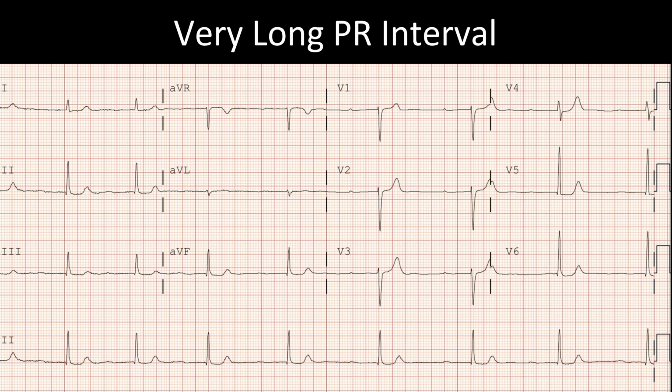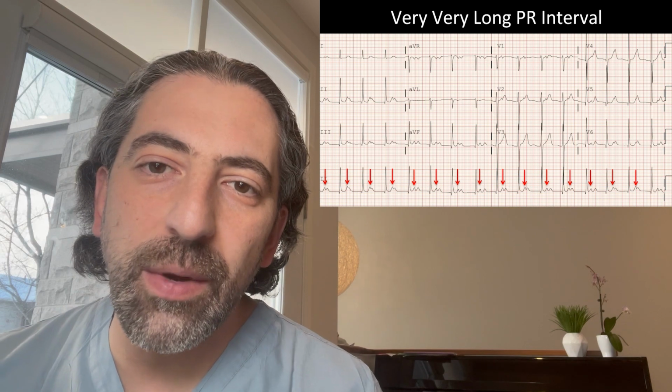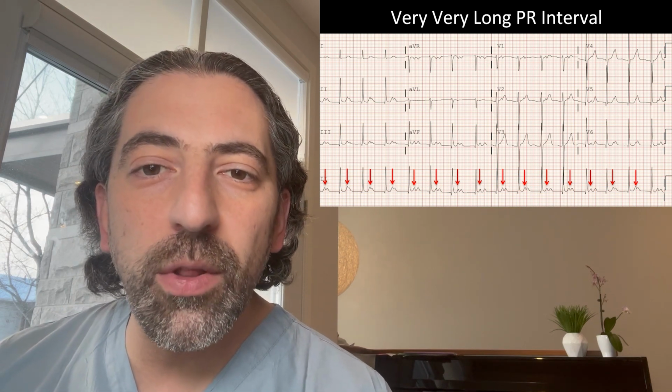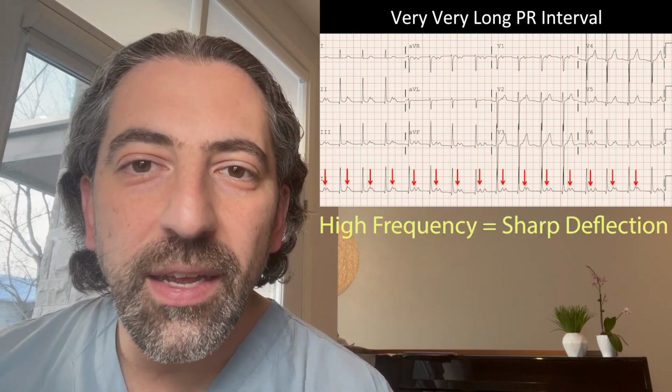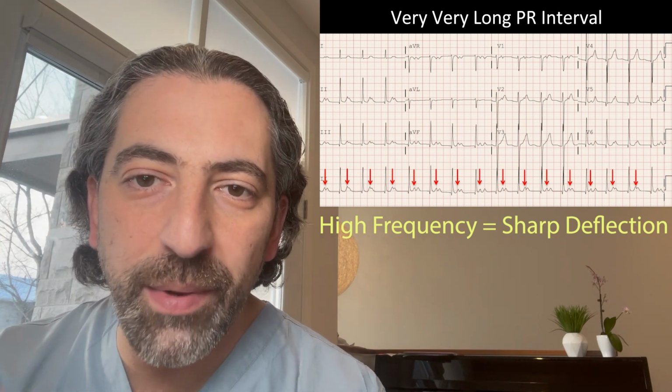And here you have an example of a very long PR interval, where it's almost two large squares. The PR interval can get so long sometimes that the P wave lands in the preceding QRS complex. Here you can see the P waves, which are sharp deflections within the T wave. One hint that there is a P wave here within the T wave is the fact that there's a high frequency deflection within the T wave. The T wave is made up of repolarization, which is usually low frequency. When you see a high frequency deflection within the T wave, consider that there's a P wave buried in there.